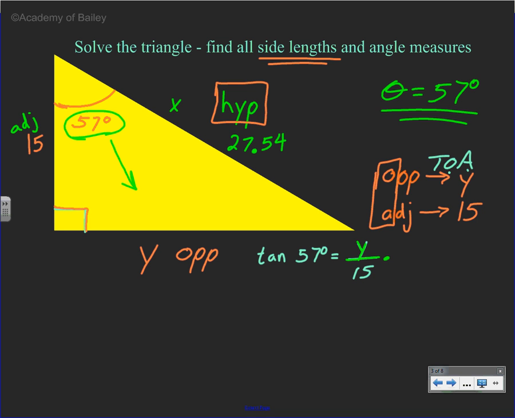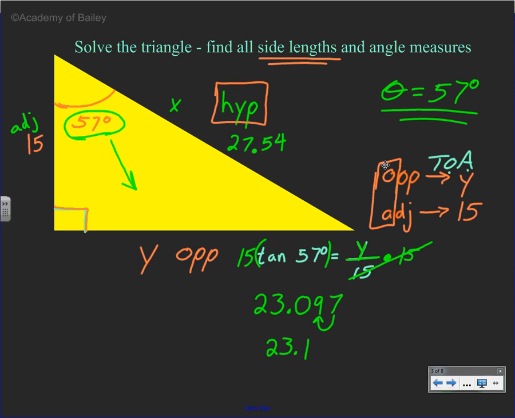What's the opposite of dividing by 15? It's multiplying by 15, and the 15s cancel. And so if you multiply the right side by 15, you have to multiply the left side by 15. And so y is equal to 15 times the tangent of 57. 15 times the tangent of 57 should give you 23.097, and this 7 will round the 9 up, so 23.1.